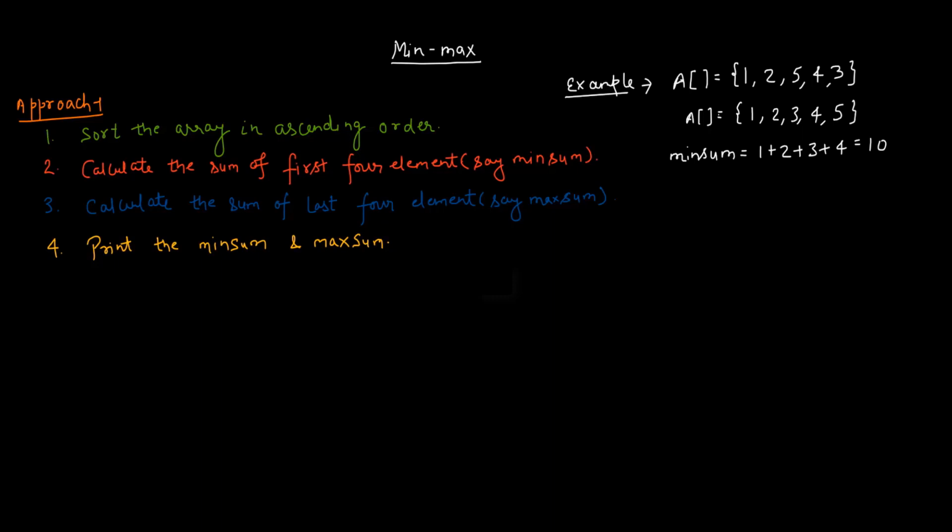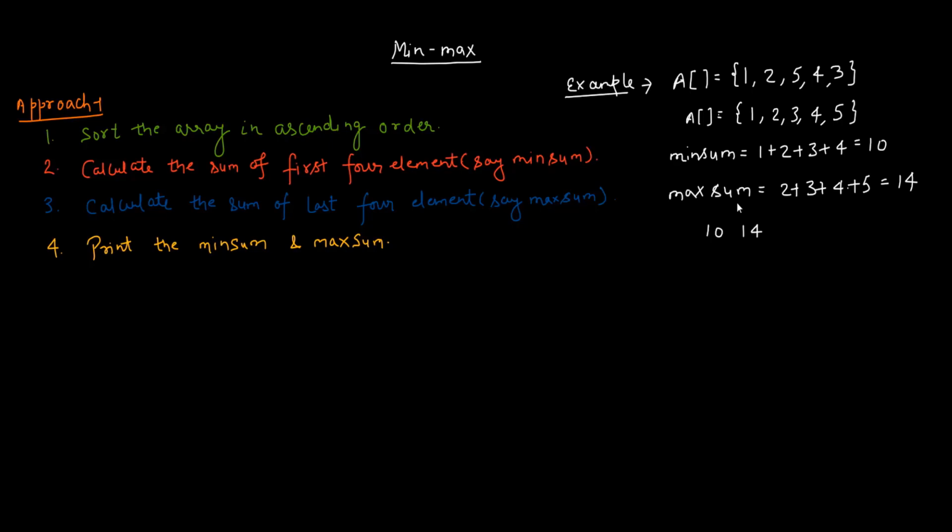Now we will go to step 3, where we will calculate the sum of the last 4 elements and assign it to maximum. So you can see we have calculated the sum, and the sum is equal to 14. We have assigned it to maximum. And then finally we will print both min sum and maximum. So this is the answer. So this is one approach, guys, to solve this problem.